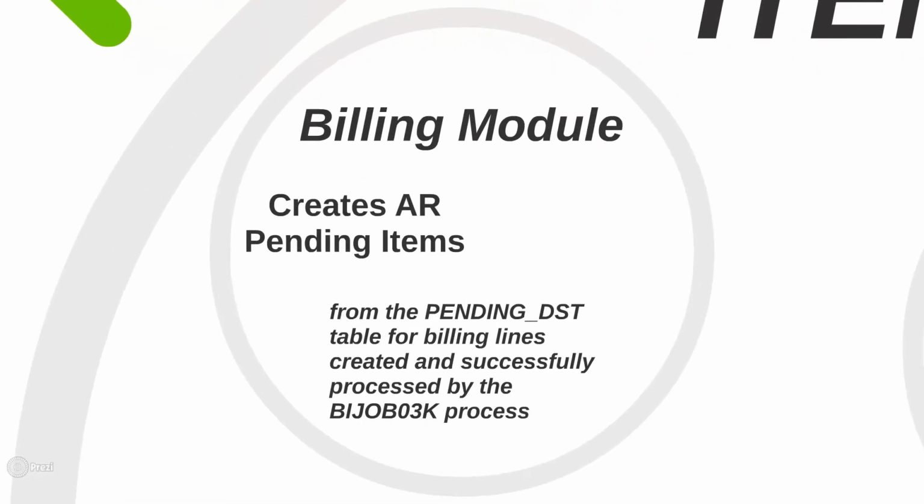So we're focusing here on the billing module. This process creates the AR pending items for those bills that we've entered. And again, I really get into the nitty-gritty of this, so I put down the actual table in the system. The table in the system is where the data is stored. And so the pending disk table is where the billing lines were sent in one of the processes. And so the AR update looks at that table and it creates the AR pending item based on that.